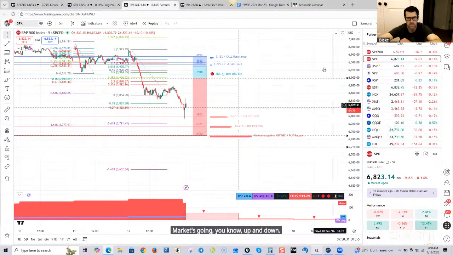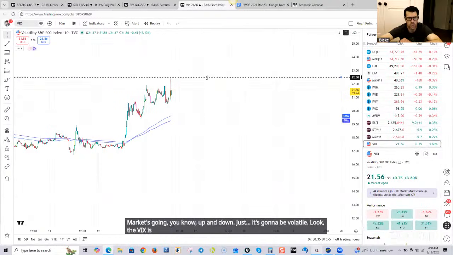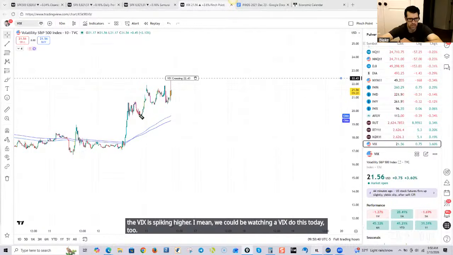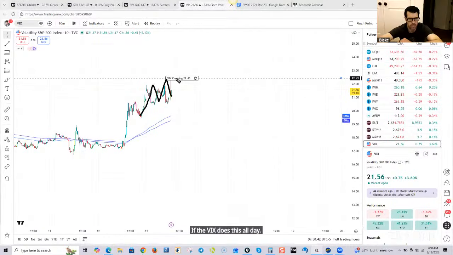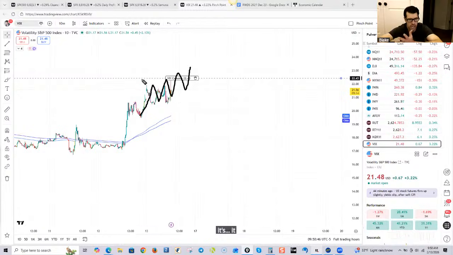It's going to be volatile. Look, the VIX is spiking higher. I mean, we could be watching a VIX do this today too. If the VIX does this all day, up and then down and up and then down, like it's not going to be a fun day. It's going to be a challenging day.